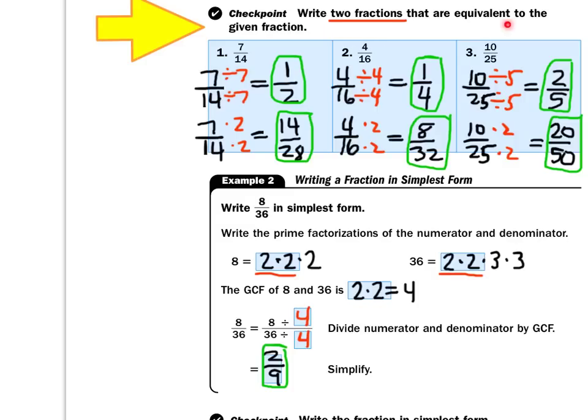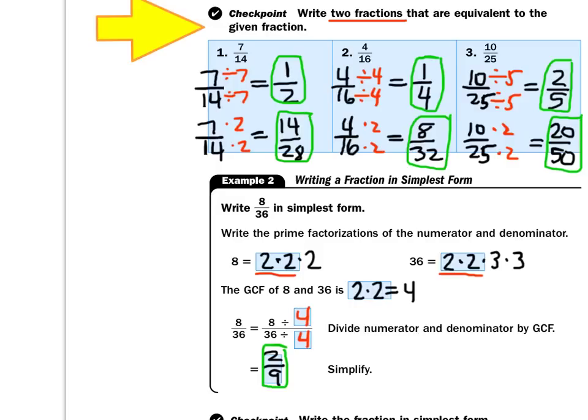Write 2 fractions that are equivalent to the given fraction. So if they start me off with 7 over 14, notice how the first thing I did is I wrote the 7 over 14 twice. And then on the top one, I divided both the numerator and denominator by 7, so I got 1 over 2. On the bottom one, I decided to multiply both the numerator and denominator by 2, so I get 14 over 28. So 1/2 and 14 over 28 are equivalent fractions to 7 over 14.